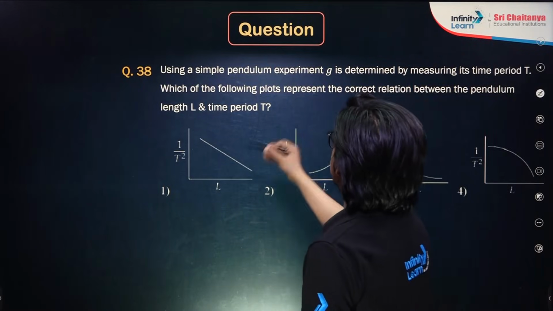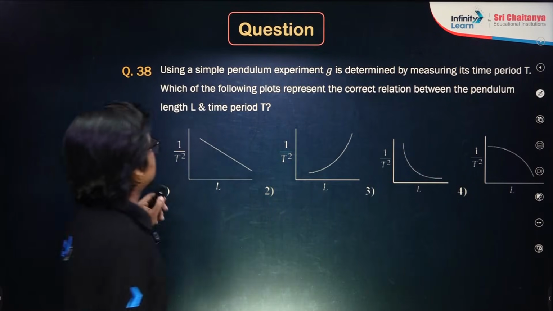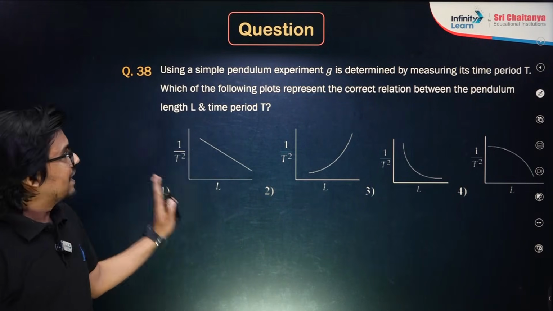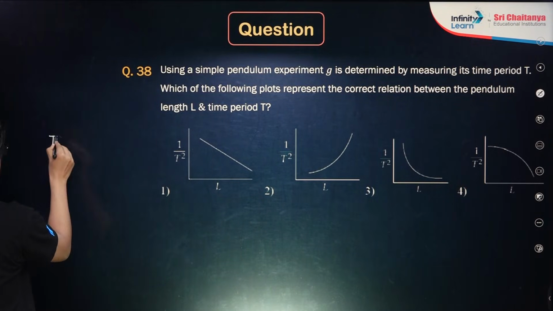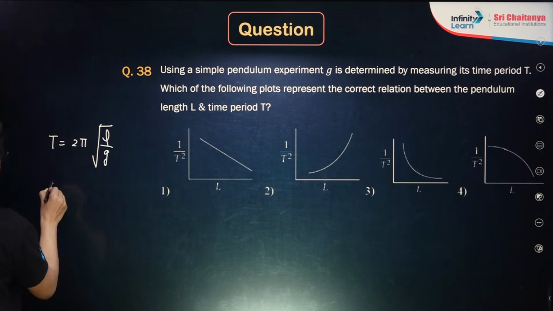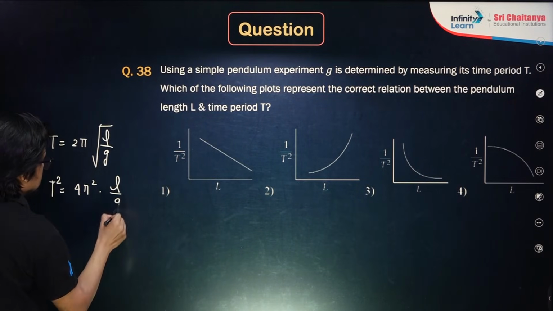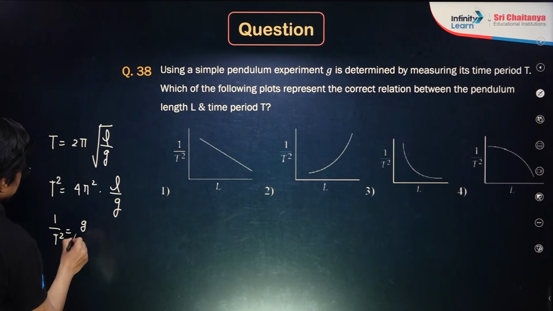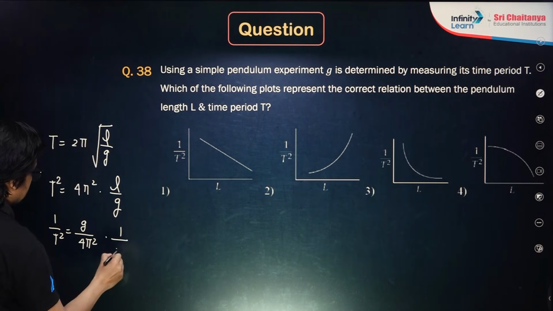Now next question. Using a simple pendulum experiment, G is determined by measuring its time period T. Which of the following plots represent the correct relation between the pendulum length L and time period T? Very simple question. You can just write the formula for the time period. 2 pi square root of L by G. You make a square of both sides. T square is 4 pi square into L by G. Now you can write 1 by T square. This is actually equal to G by 4 pi square into 1 by L.